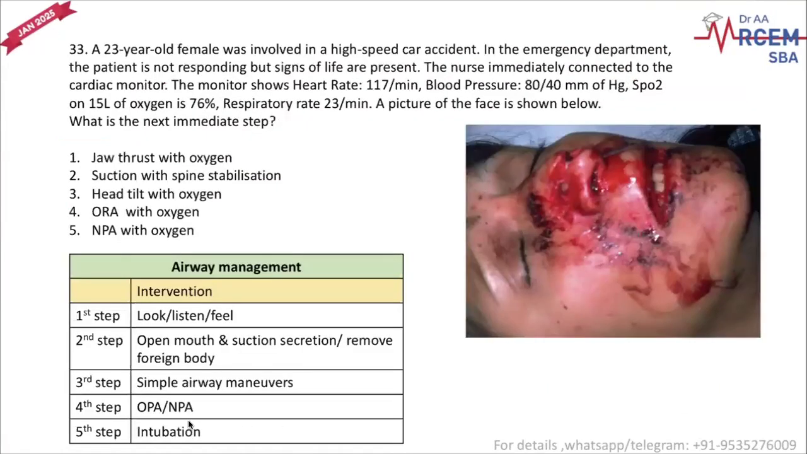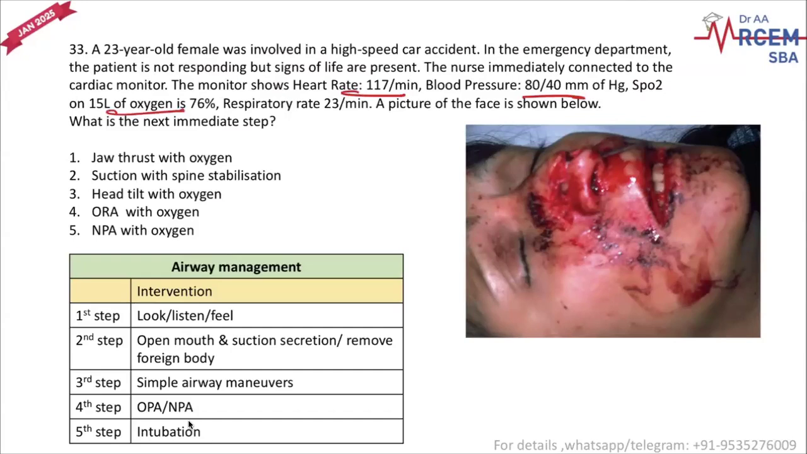A 23 year old female was involved in a high-speed car accident. In the emergency department, the patient is not responding, but signs of life are present. The nurse immediately connected her to the cardiac monitor. The monitor shows tachycardia, hypotension, very low saturations, and tachypnea. A picture of the face is shown below. What is the next, immediate step in the management?